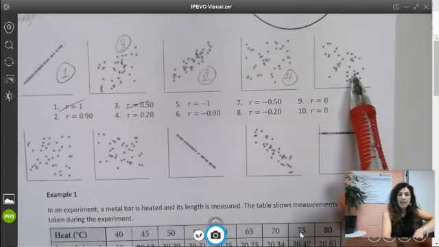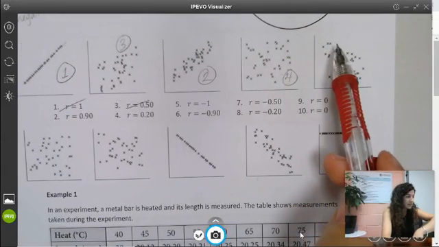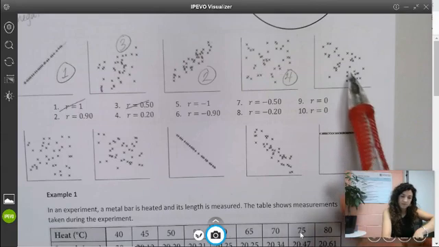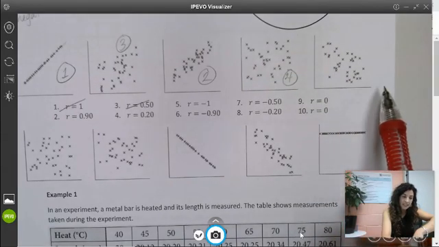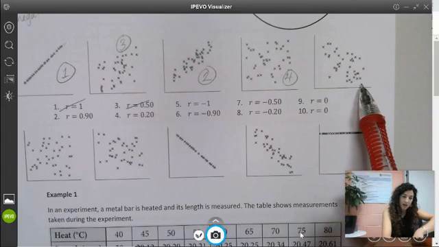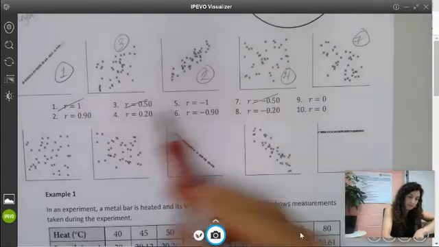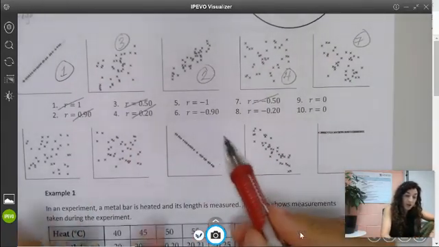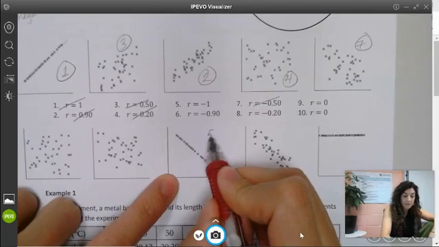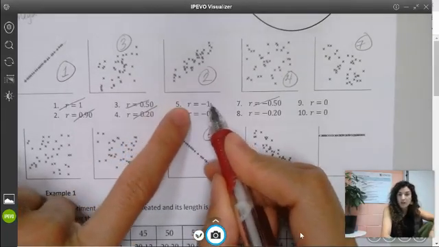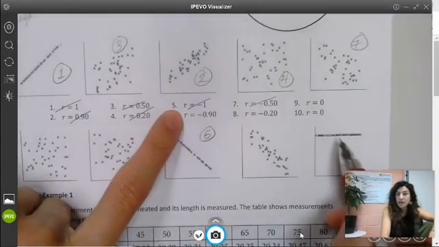All right, this is a moderate. Yeah, I would say that this is a moderate negative slope. So I would call this negative 0.5, which is number 7 here. Oh, I know that this is going to be a strong negative. So this would be R equals negative 1.